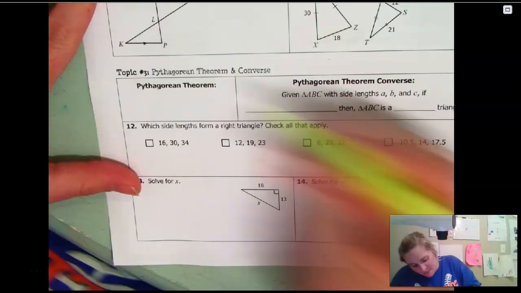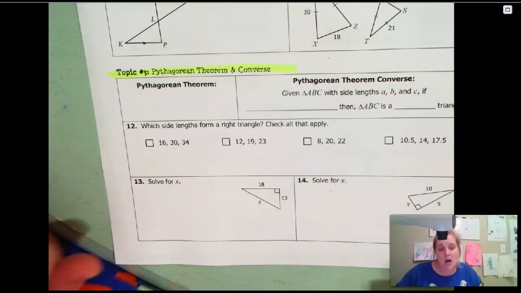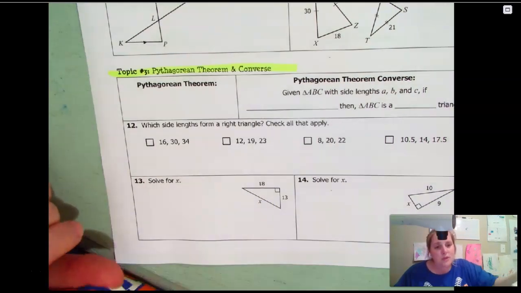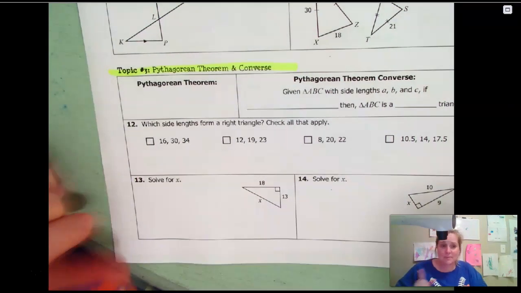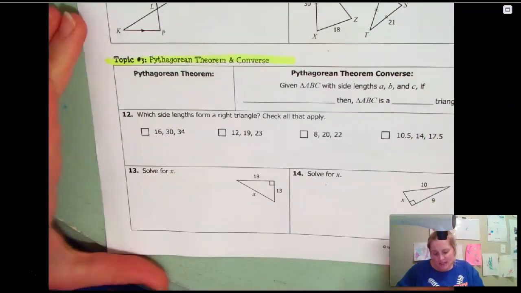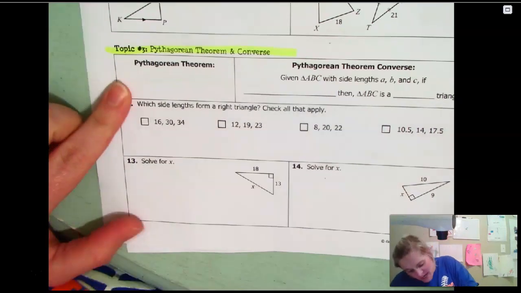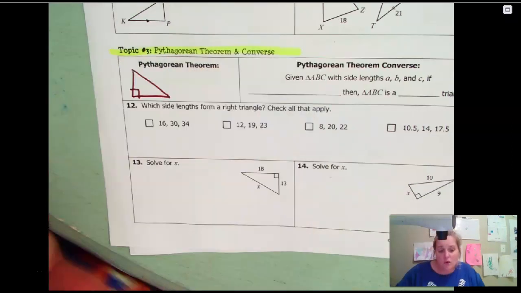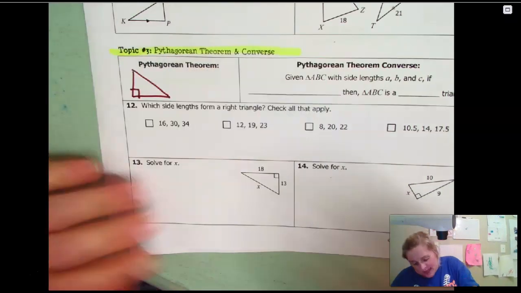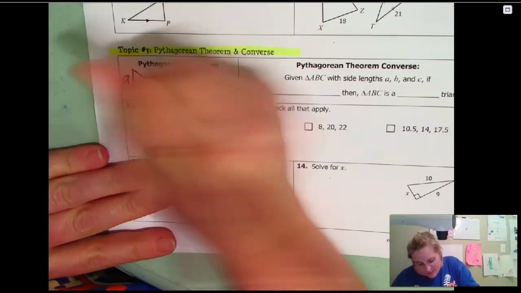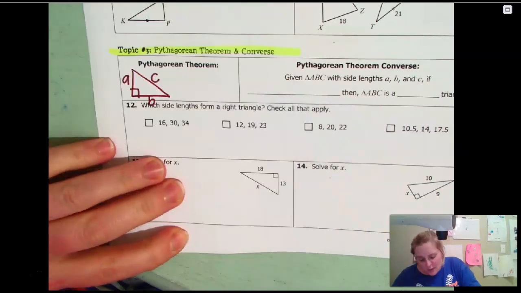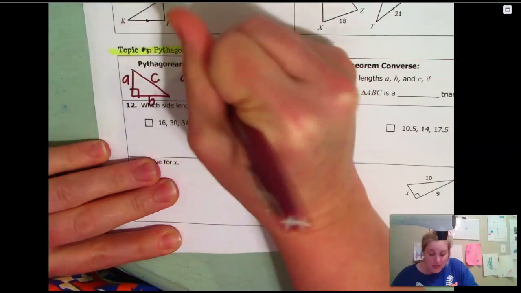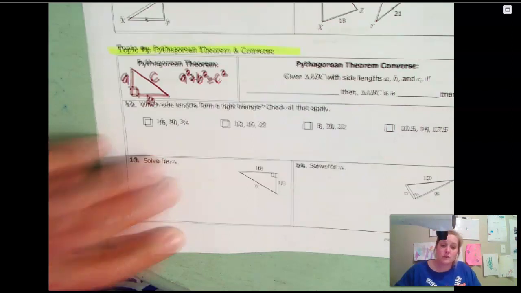Topic 3 is about the Pythagorean theorem and its converse. Remember that the converse is when it's like the if-then statement, it would be flipped around. If we look at the Pythagorean theorem, it has to be a right triangle. Pythagorean theorem only works for right triangles. Your legs are A and B. Your hypotenuse is always C. Your Pythagorean theorem is A squared plus B squared equals C squared.